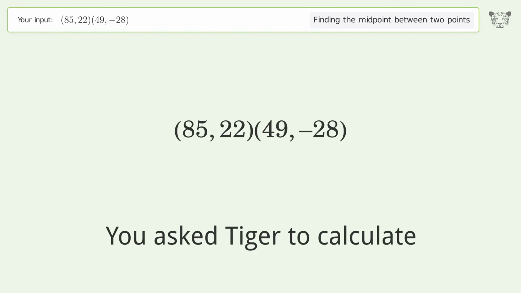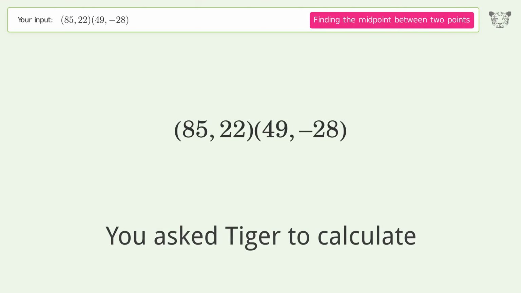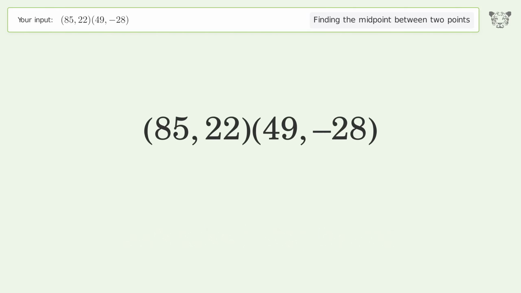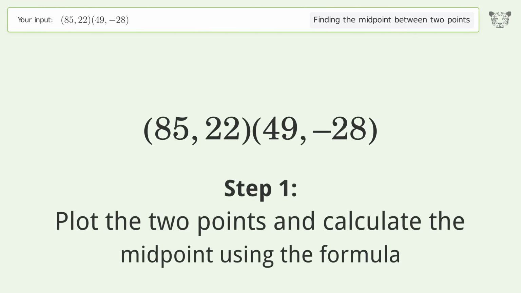You ask Tiger to calculate. This deals with finding the midpoint between 2 points. The midpoint between the 2 points is 67, -3. Let's solve it step by step. Plot the 2 points and calculate the midpoint using the formula.